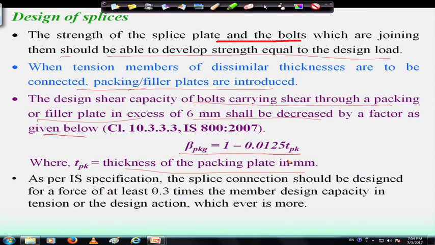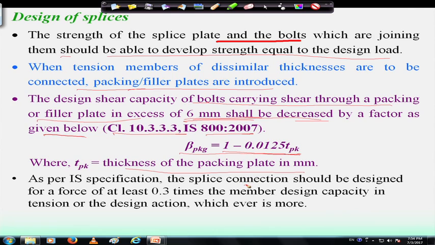So, this is given in clause 10.3.3.3 of IS 800/2007. That means, the reduction factor beta pkg can be calculated from this, 1 minus 0.0125 T pk, and this will be calculated if the packing plate thickness is more than 6 mm. Then this factor will be used to decrease the strength.